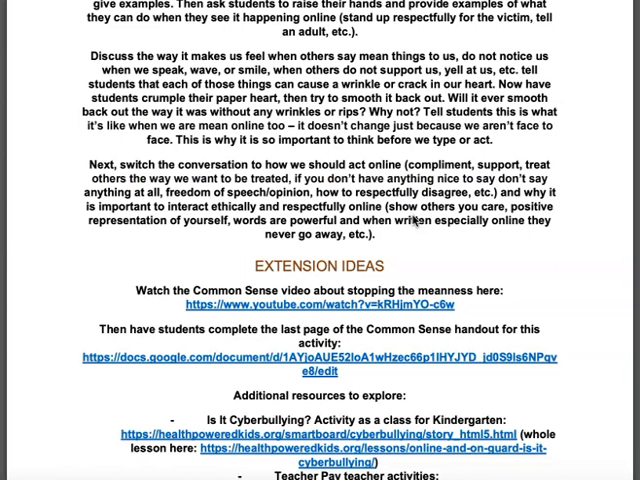We talked about noticing when we speak, wave, or smile, when others do not support us, yell at us, or things like that, that we tell students that each of those things can cause a wrinkle or a crack in our heart. Then I had students crumple their paper heart and then try to smooth it back out. And I asked the students, will it ever smooth back out the way it was without any wrinkles or rips? And why not? And then I told students that this is what it's like when we are mean online as well. It doesn't change just because we aren't face to face, and this is why it's so important to think before we type.